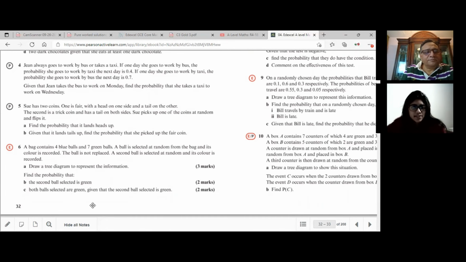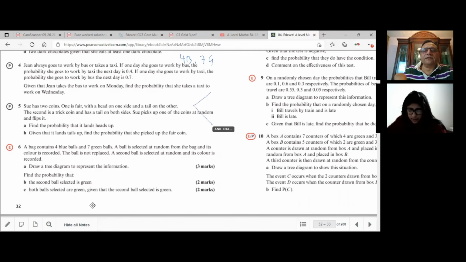A bag contains 4 blue balls and 7 green balls. A ball is selected at random from the bag and its color is recorded. The ball is not replaced. A second ball is selected at random and its color is recorded. Part A, draw a tree diagram to represent this information. That's nice and easy. We just have blue and green.